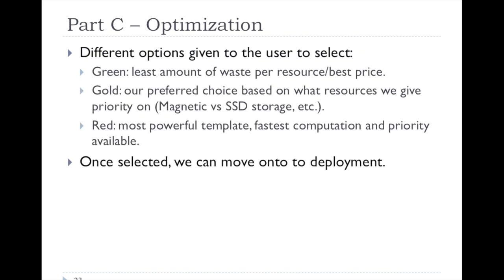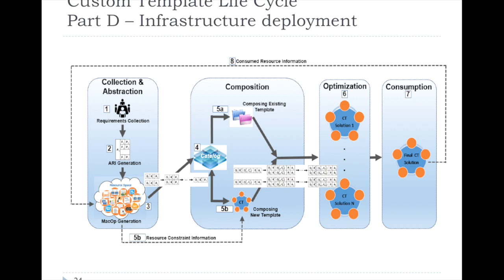As for our green, it uses our least amount of resources, and we assume that this is also going to be the best price, because the least amount of wasted resources would give us the lowest price. The red is the template with the highest price, which would give us the fastest computation and priority, as well as the greatest amount of resources. Our preferred choice would be somewhere in between the two. Once it's selected, we can move on to the deployment phase.